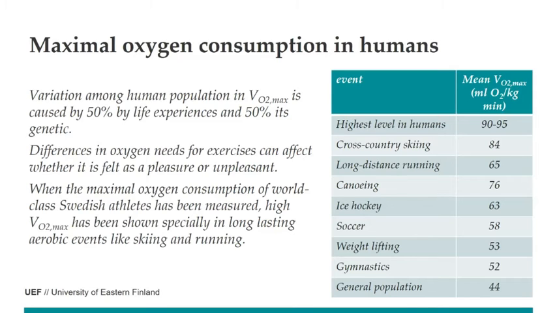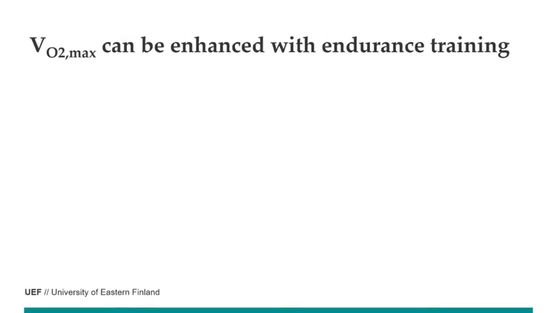In something that needs power for a short period, for example weightlifting, you can do it with creatine phosphate. So you don't need such a huge capacity for increasing oxidative catabolism. But it can also be changed with endurance training.